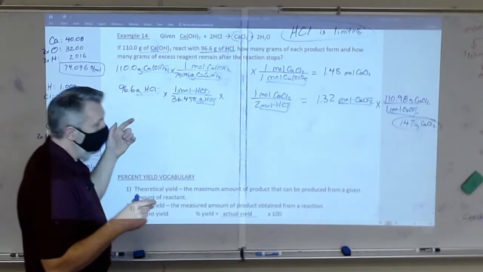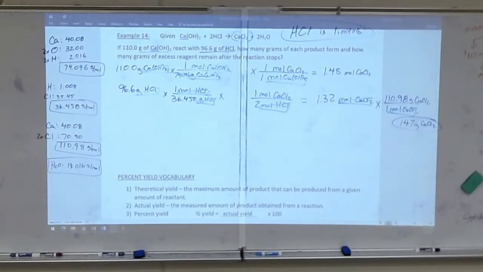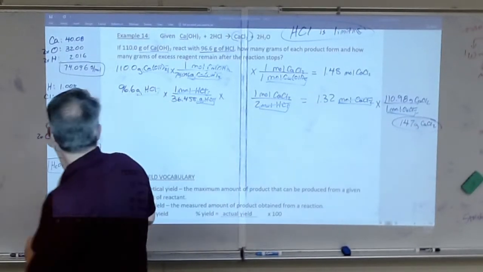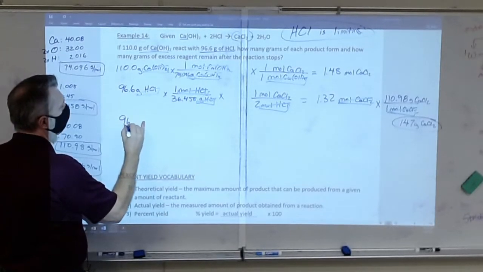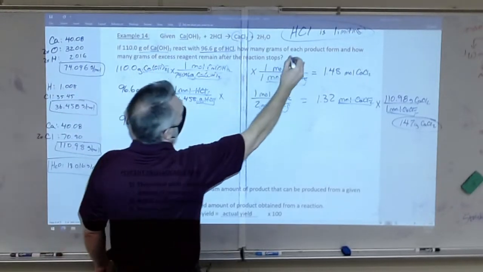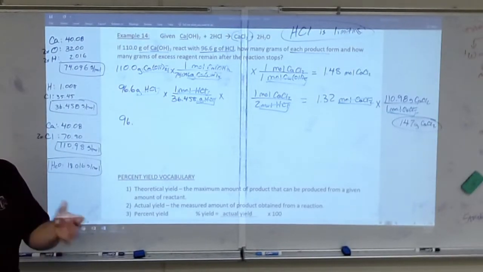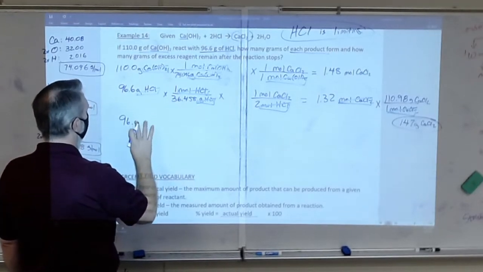But now that I understand that hydrochloric acid is my limiting reactant, when I want to calculate it for water, I don't have to do the calcium hydroxide. Do y'all see that? I know my limiting reactant is my HCl, so I'm going to do the same thing. In this case, it says how many grams of each product. So I did it once just to figure out who's limiting and how much of that product we make. I'm going to do it again with just the HCl.